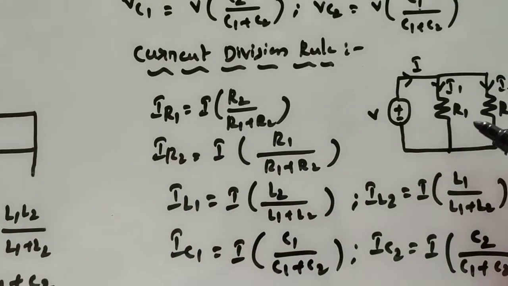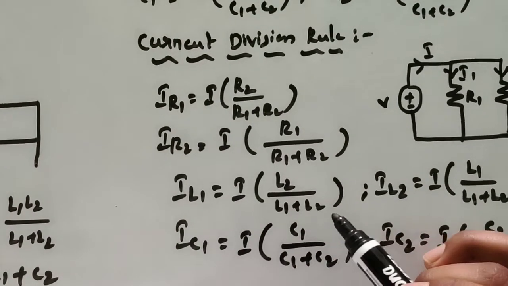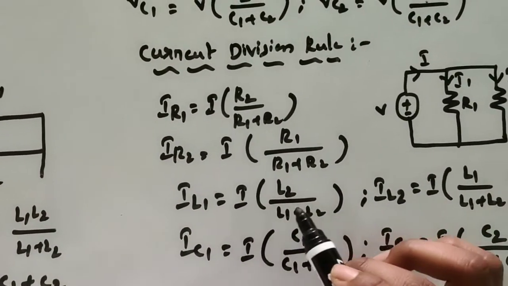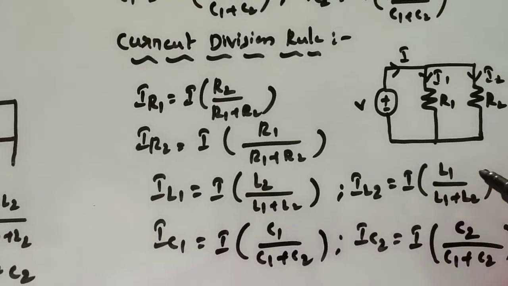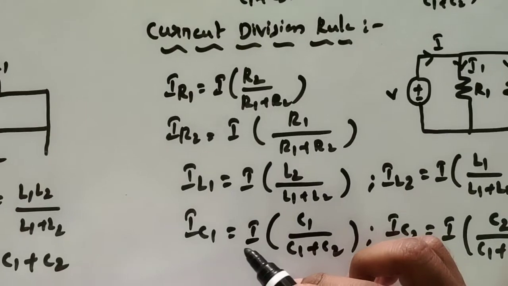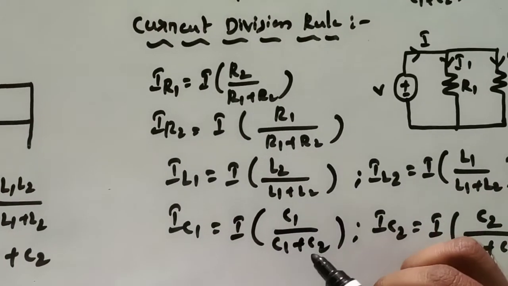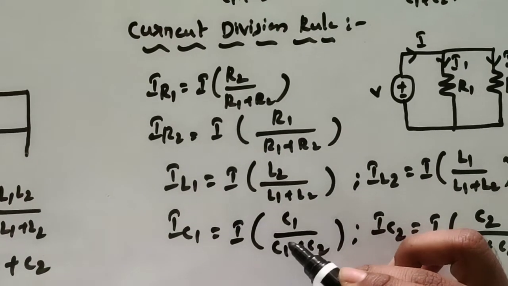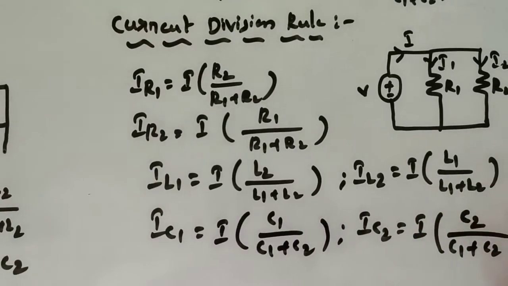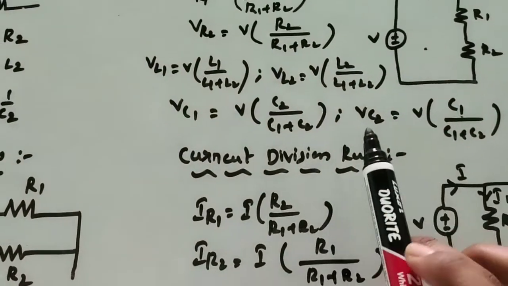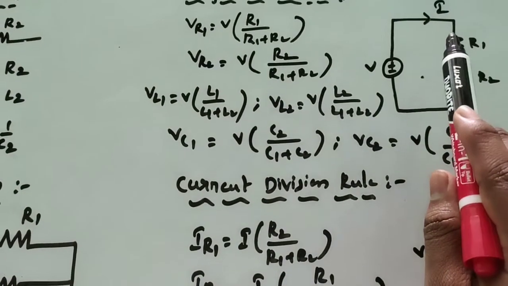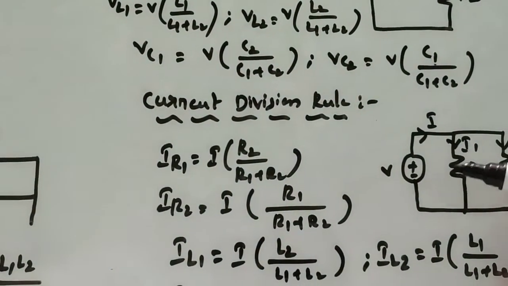If I replace the resistance with inductance, the same equations follow. IL1 equals I into L2 by L1 plus L2, and IL2 equals I into L1 by L1 plus L2. But in the case of capacitors, the equations change. IC1 equals I into C1 by C1 plus C2, and IC2 equals I into C2 by C1 plus C2. You have to remember two points here: in a series circuit, current is the same, and in a parallel circuit, voltage is the same.